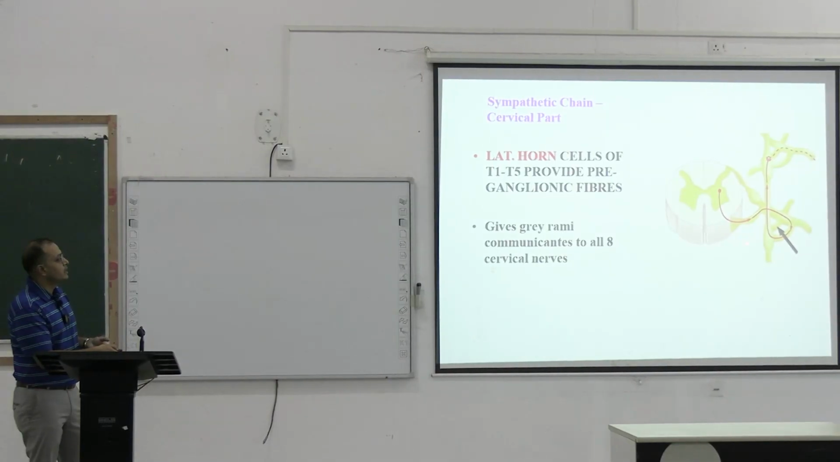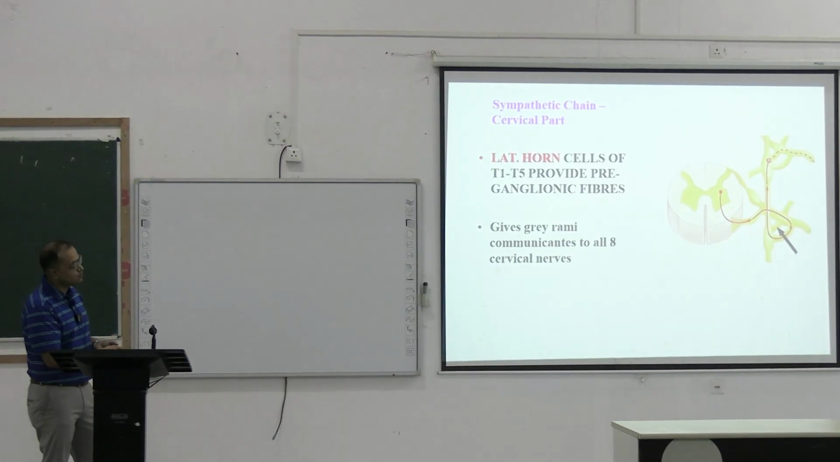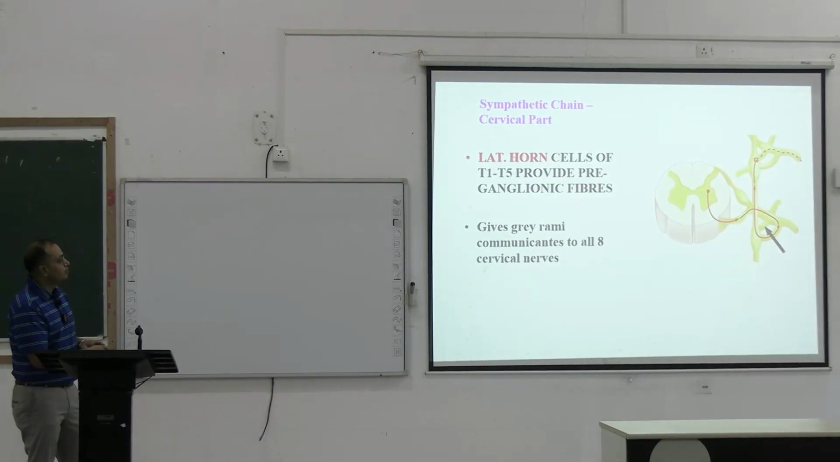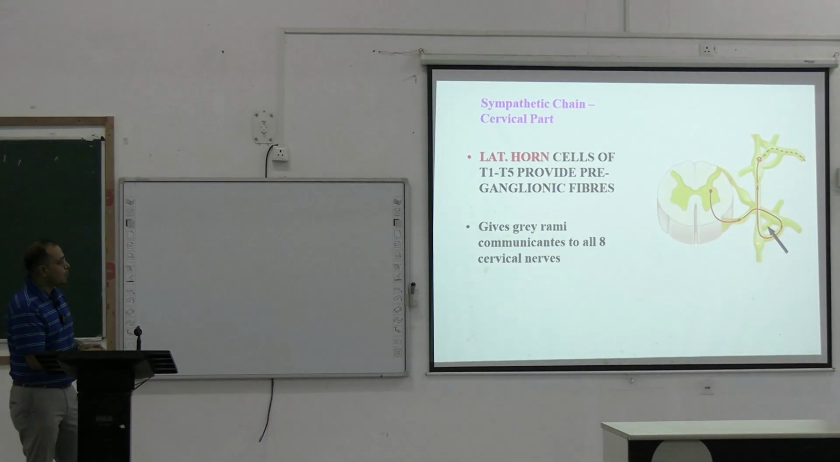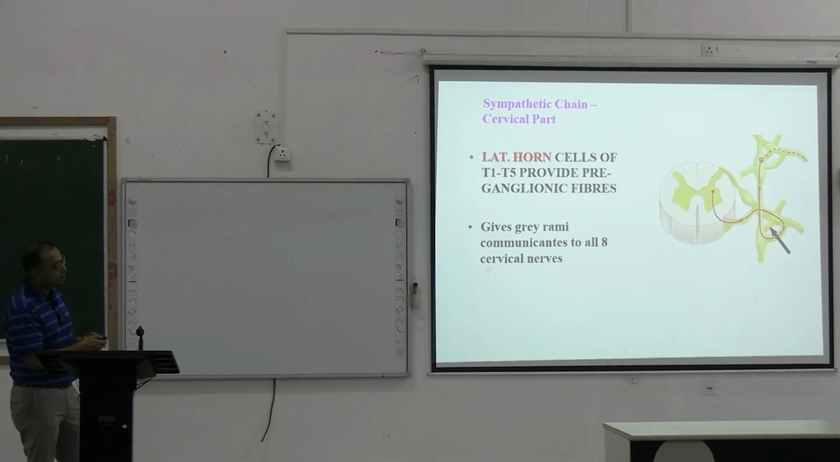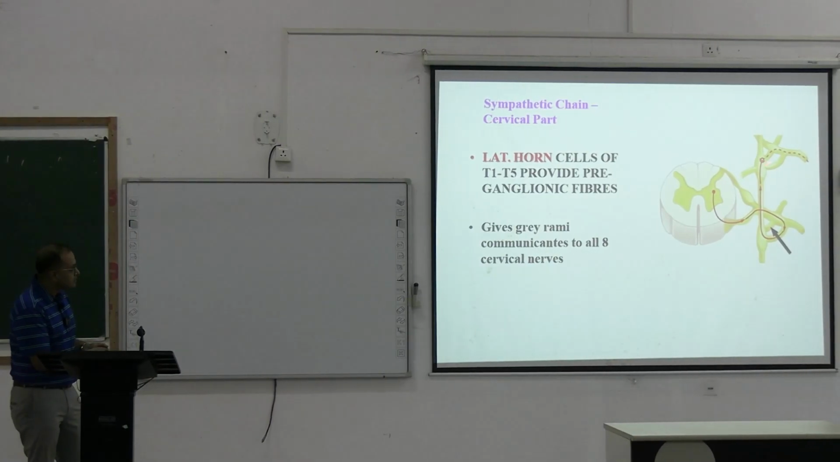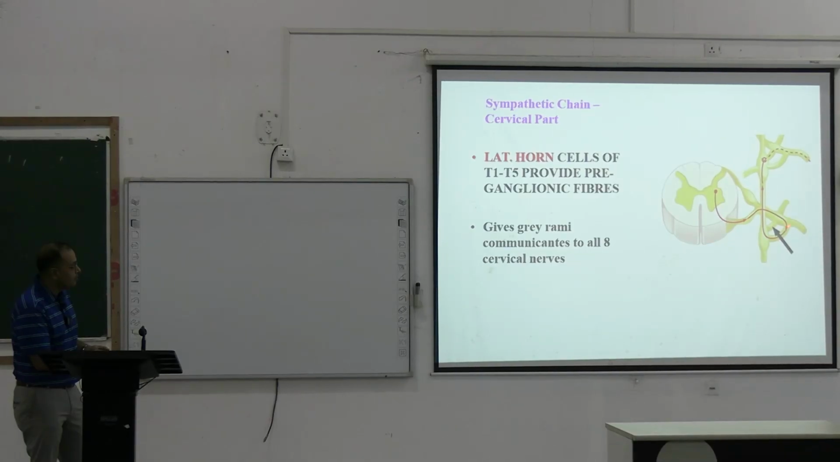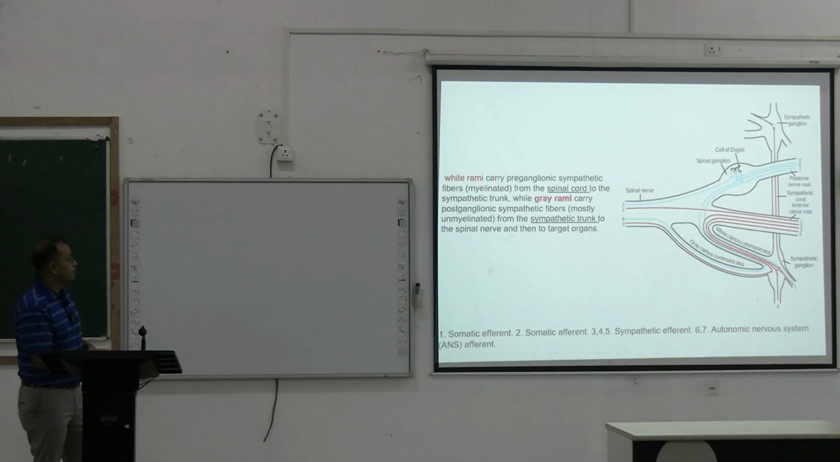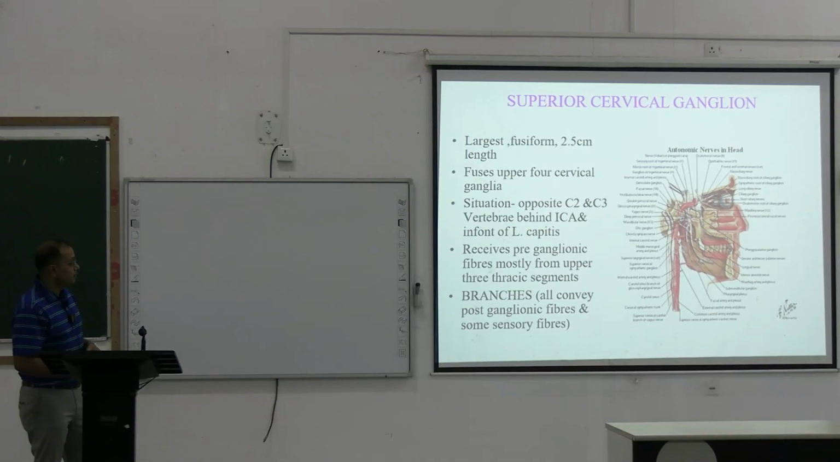Now, the point of concern here: we have these tracts named white Rami Communicantes and grey Rami Communicantes. This one is the white Rami, and the one with the arrow is the grey Rami Communicantes. The difference is that the pre-ganglionic fiber travels with the white Rami Communicantes, whereas the grey Rami Communicantes contains the second order neuron, the post-ganglionic fiber. They go and supply the organs related to the sympathetic structures. So in the neck region, we have three ganglia: superior, middle and inferior.